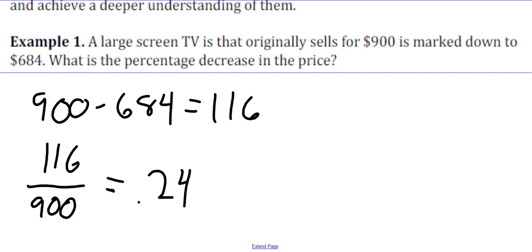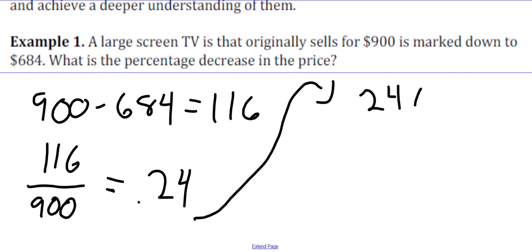So we need to understand what that means. To get it into a percentage, we have to move it 2 decimal places to the right. So what this is telling us is that we have a 24% decrease in price.